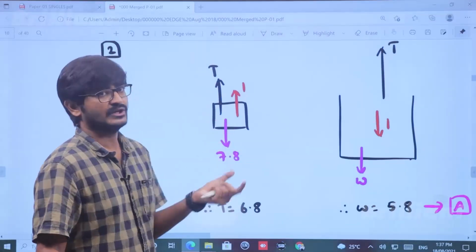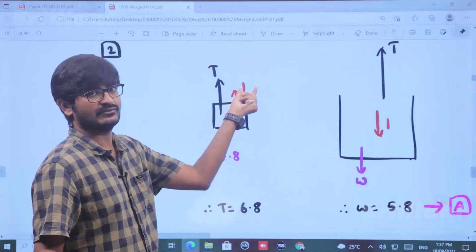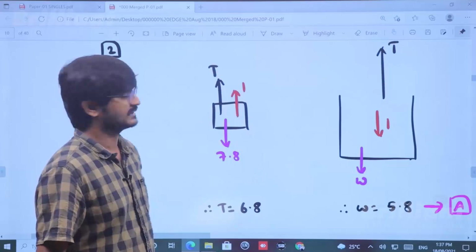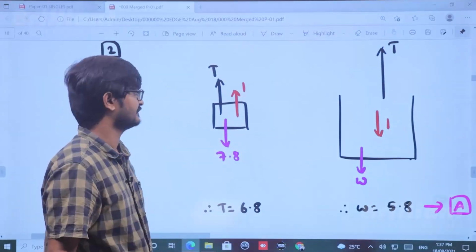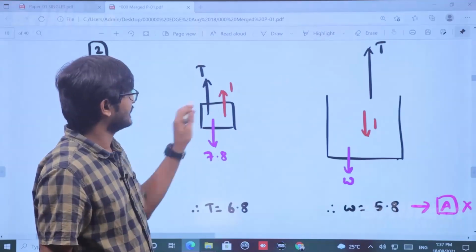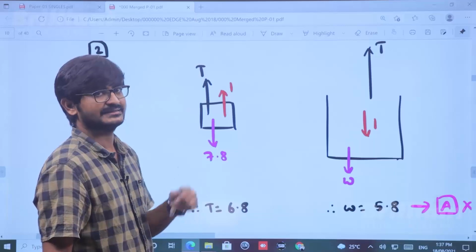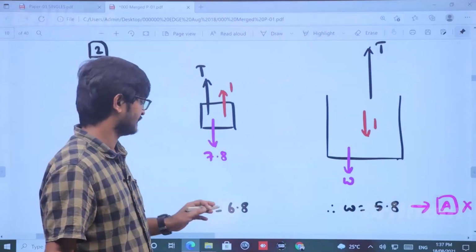Now how much will be the buoyancy? Buoyancy will be 1 into V into g. It's like 1 liter weight of water, the magnitude of force, right? So the weight of the block is 7.8 liters of water. If this has to be in equilibrium, then tension has to be 6.8. The meaning is, tension magnitude wise must be equal to 6.8 liters of water, right?